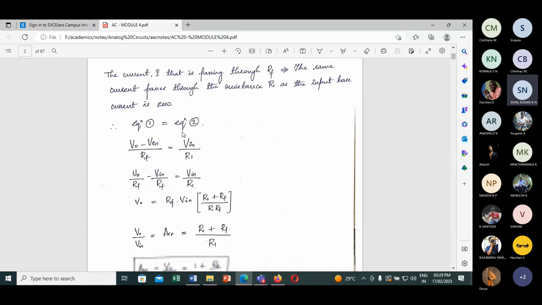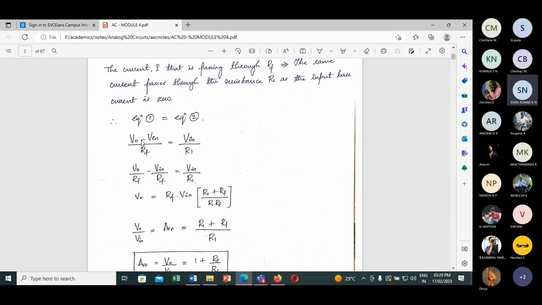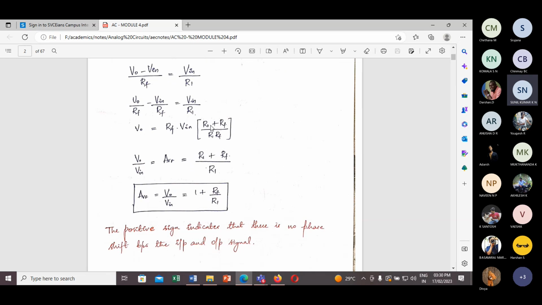Now using these two concepts, V0 by RF minus V in by RF will be equal to V in by R1. Since both have the V in term, we take it to the right hand side and keep V0 on the left hand side. So V0 will be RF multiplied with this, and the output voltage expression is RF into V in, R1 plus RF divided by R1 RF. If you simplify this expression, you will get the equation for the closed loop gain.